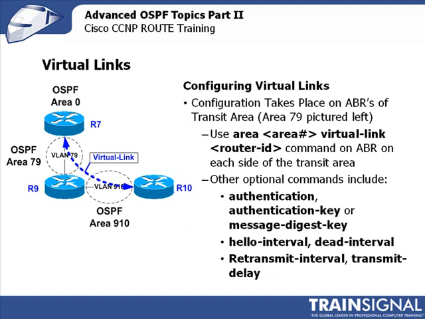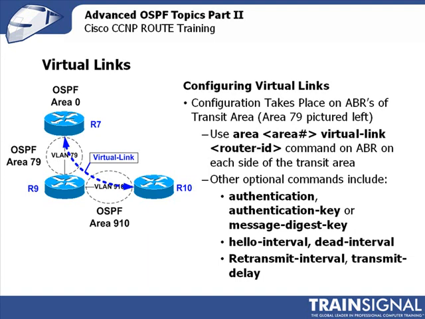Now, this is important. Configuration of virtual links takes place on the area border routers of the transit area. We have three routers involved here: router 7, which has a connection to area 0, router 9, which is an area border router, and router 10. Router 9 and router 7 are the area border routers that are going to be used for the transit, because the transit area is area 79. So it's those routers that the virtual link is configured on.